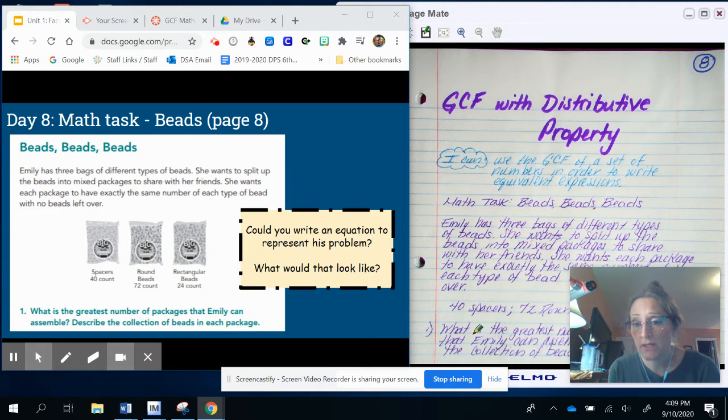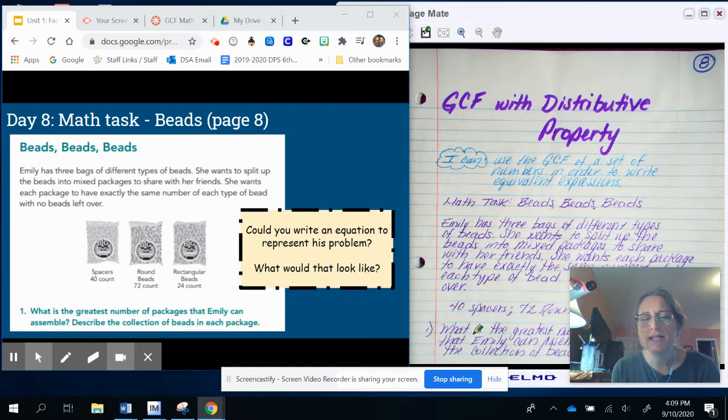The picture shows us what amount of beads she has and what type they are. Spacers, 40 count. Round beads, 72 count. Rectangular beads, 24 count. What is the greatest number of packages that Emily can assemble? Describe the collection of beads in each package.